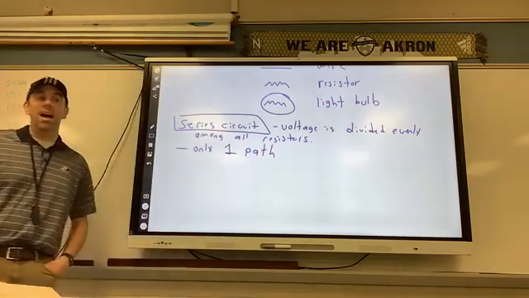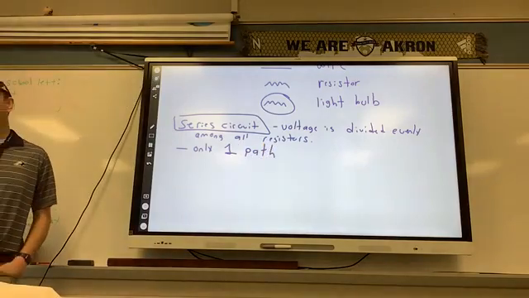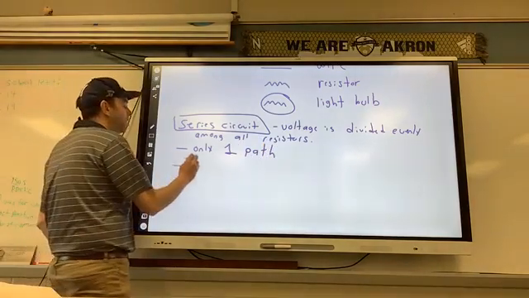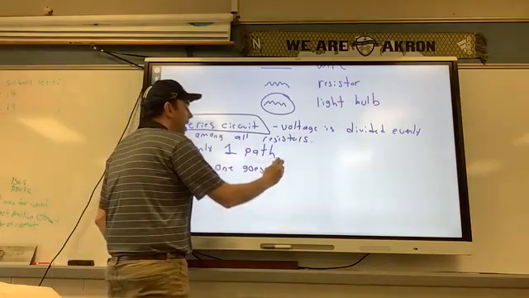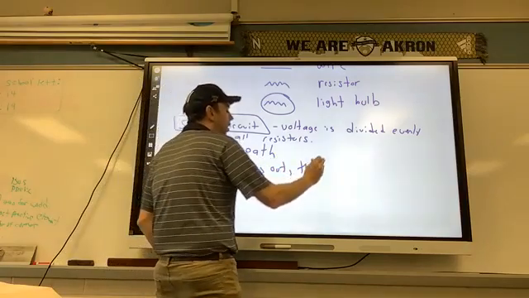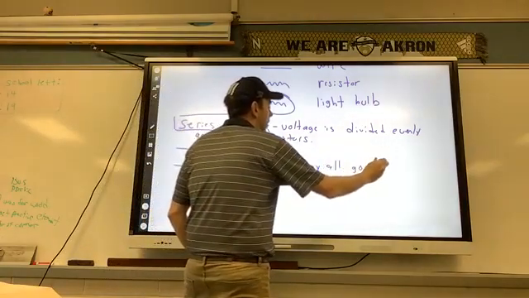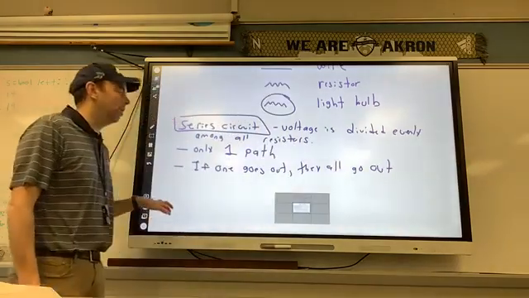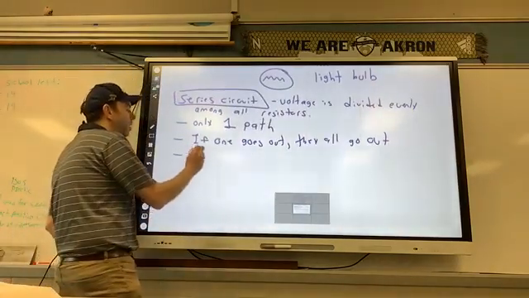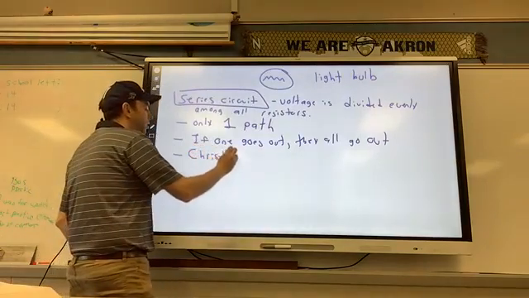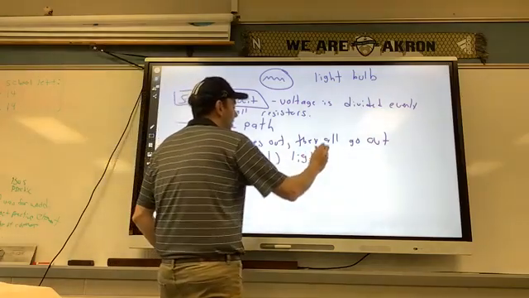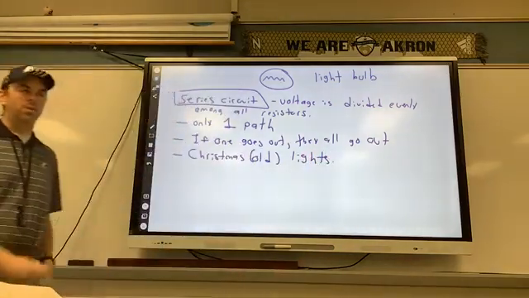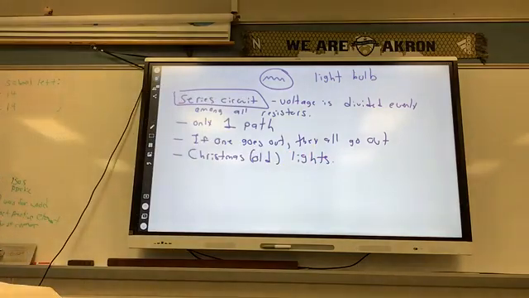The problem with the series circuit is there is only one path for electrons to flow, which means if something is a series circuit, if one goes out, guess what happens? They all go out. A classic example is your old Christmas lights. Because new Christmas lights don't do this anymore. So Christmas lights that are old, if one went out, they all went out.